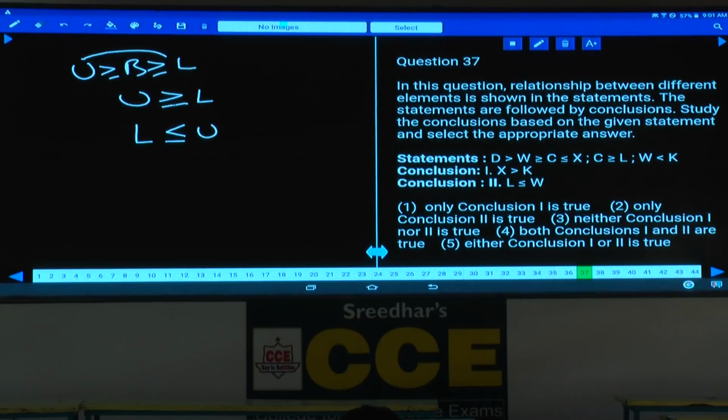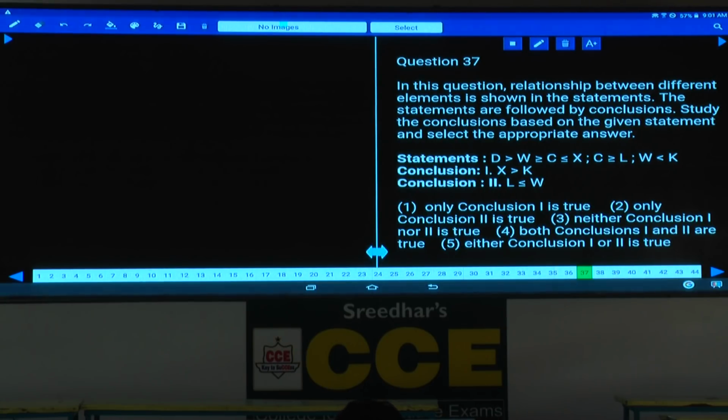Then coming to question number 37. Now in this 37, the relation between X and K. Yes, what is your answer here? W to X and X to K. Isn't it? W is the element which is common. But as W to X, there is one opposite one. The symbols are opposite to each other, one greater than and another one lesser than. Two opposite symbols, hence there is no relation between X and K.